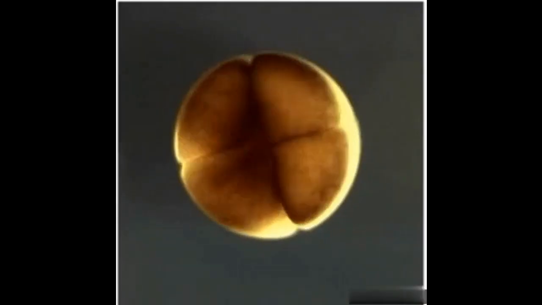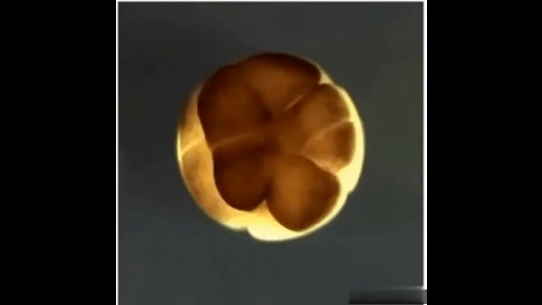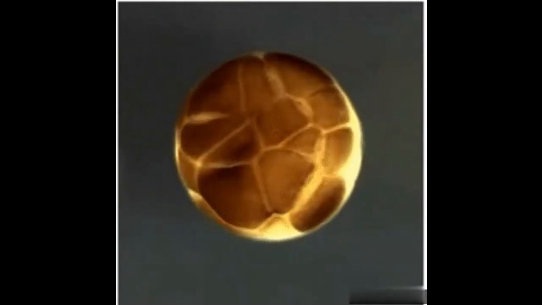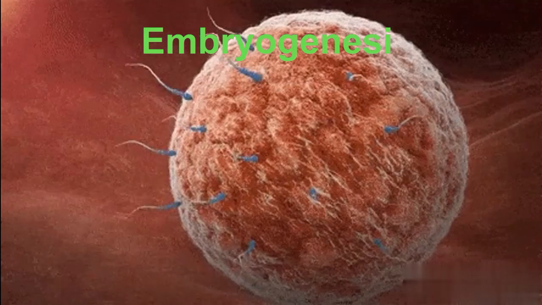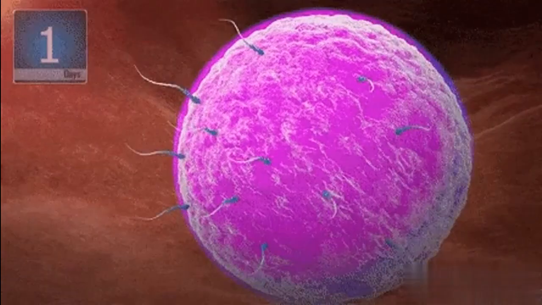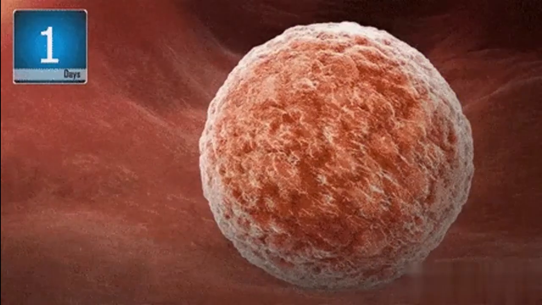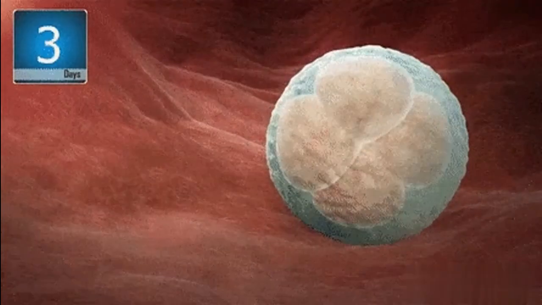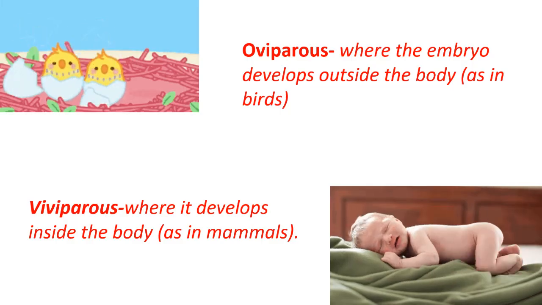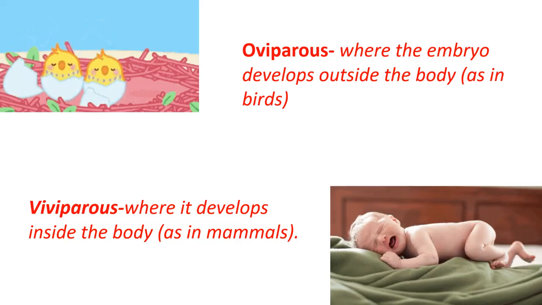Next is post-fertilization. After fertilization, the zygote forms and begins to divide through mitosis, developing into an embryo, a process known as embryogenesis. During this stage, cells differentiate and develop specific functions. Depending on the organism, the zygote's development varies. Animals can be either oviparous, where the embryo develops outside the body, as in birds, or viviparous, where it develops inside the body, as in mammals.